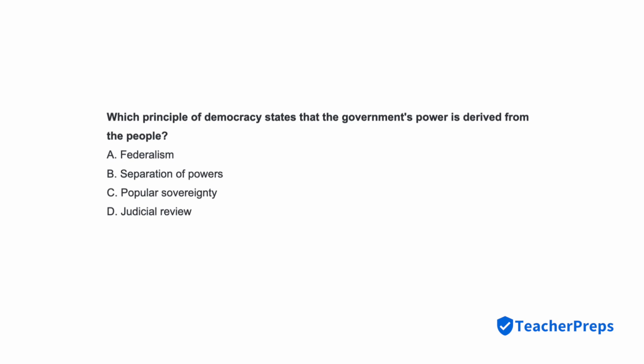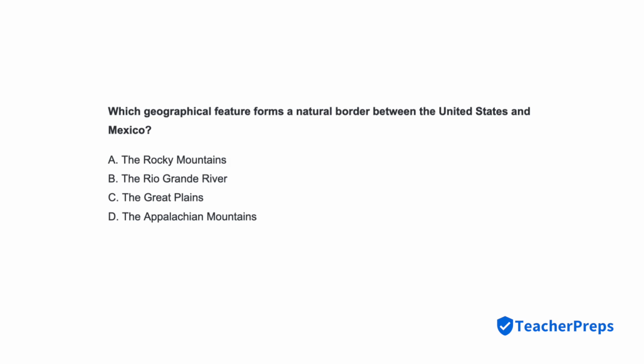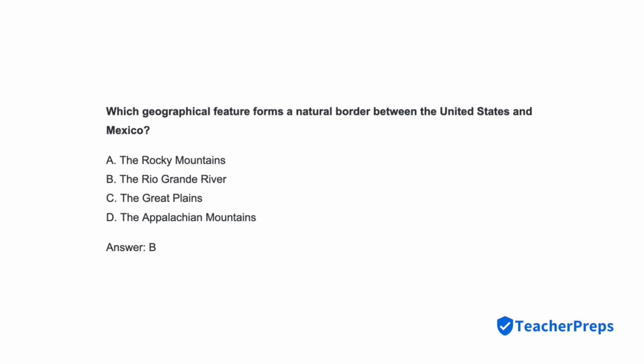Which principle of democracy states that the government's power is derived from the people? Correct response, letter C, popular sovereignty. Which geographical feature forms a natural border between the United States and Mexico? Correct response, letter B, the Rio Grande River.